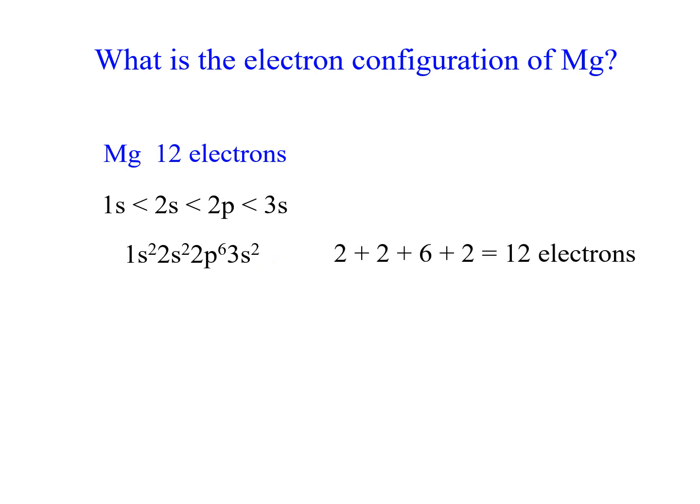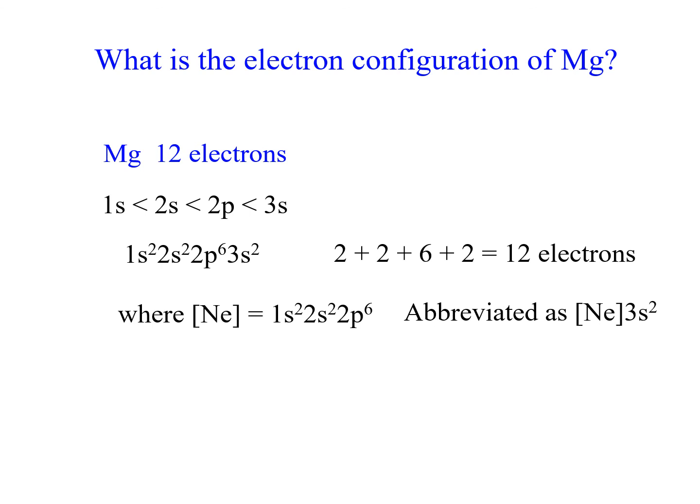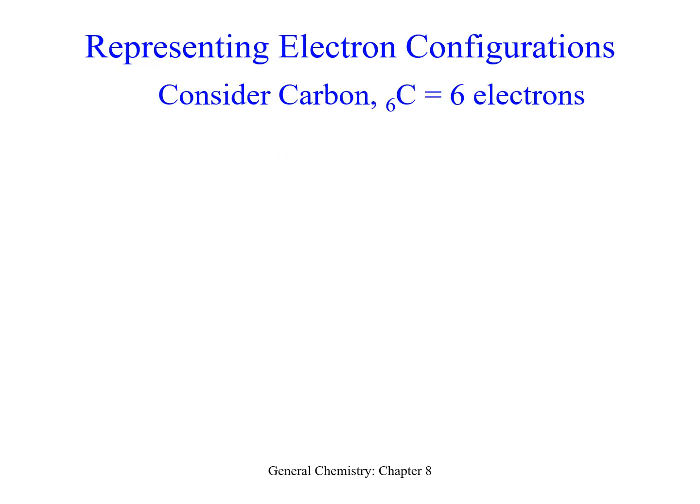So you add those numbers up in the superscript and you get 12 electrons. We abbreviate that because this is neon: 1s2, 2s2, 2p6, that's neon. We can abbreviate this form by just showing neon in square brackets, which is this electron configuration, with the valence electrons next to that, 3s2. Where neon is again equal to 1s2, 2s2, 2p6, we abbreviate it with neon in square brackets.